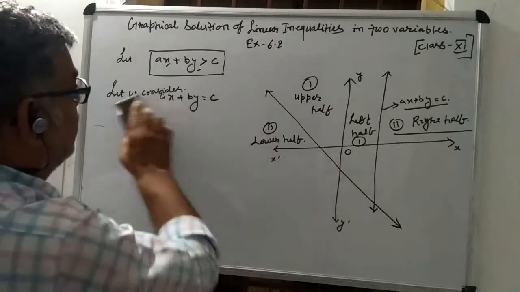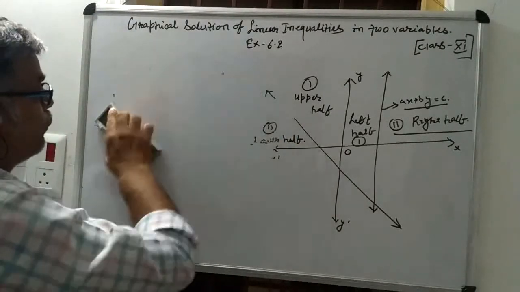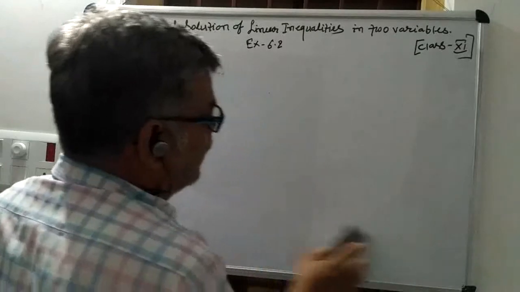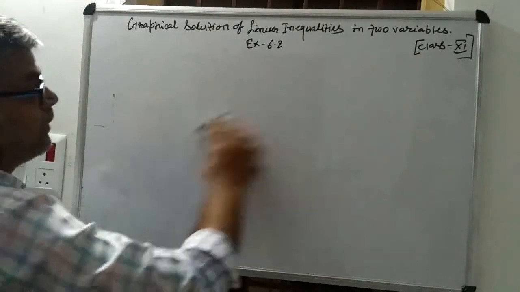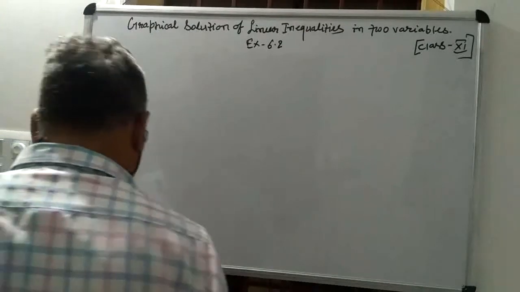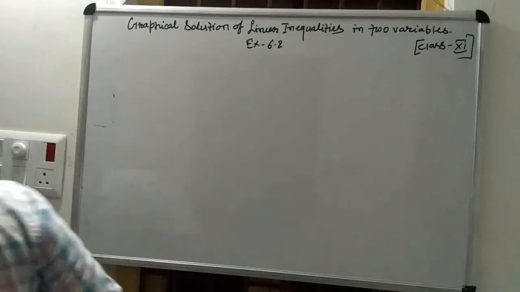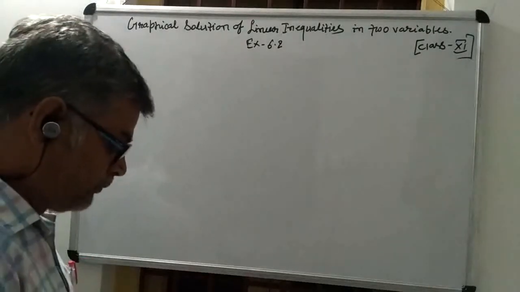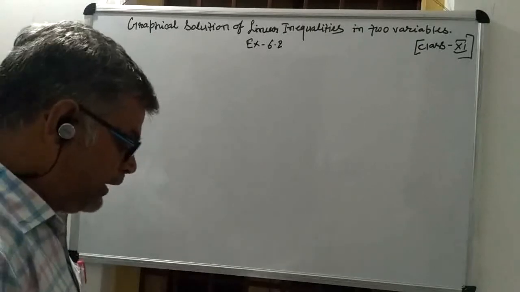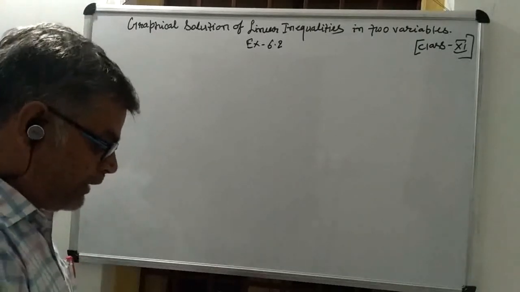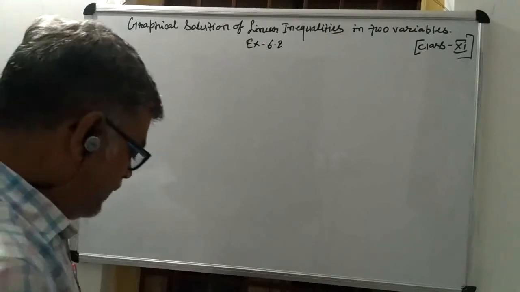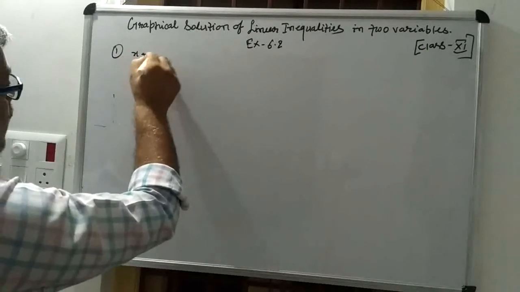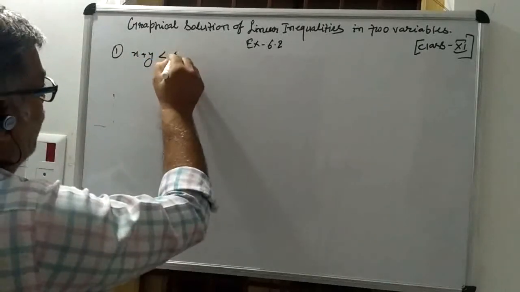Now moving to the exercise and taking a few questions, thereafter you will understand it in a better manner. So taking the first question from exercise 6.2. Your first question is: solve the following inequalities graphically in a two-dimensional plane. Suppose your first question is x plus y is less than 5.